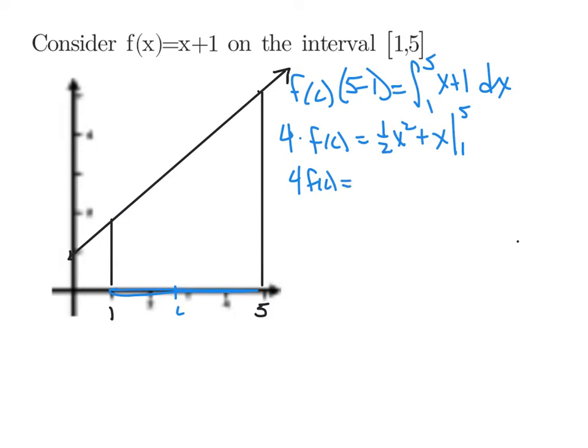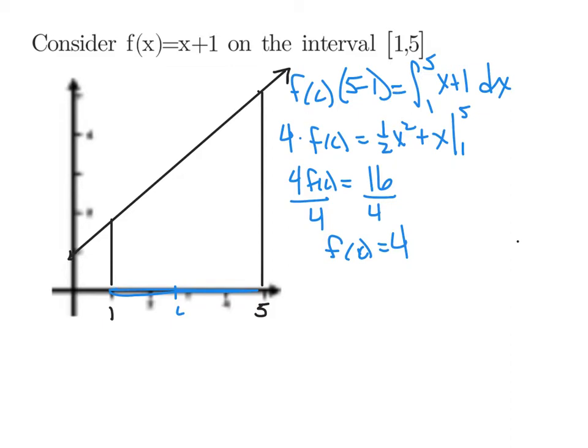So when we do all of that calculating, plugging in 5 first and then subtracting what we get when we plug in 1, we should end up with 16. Finish off by dividing by 4, and f of c is equal to 4. Now that isn't what c is. That's what the height at c is.